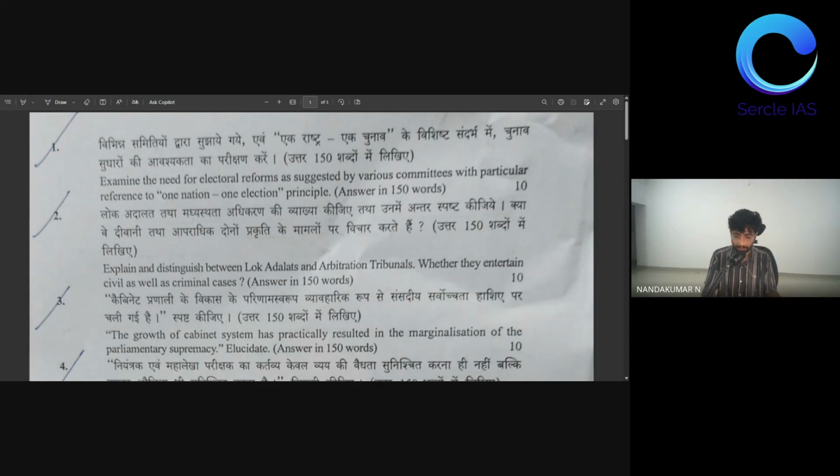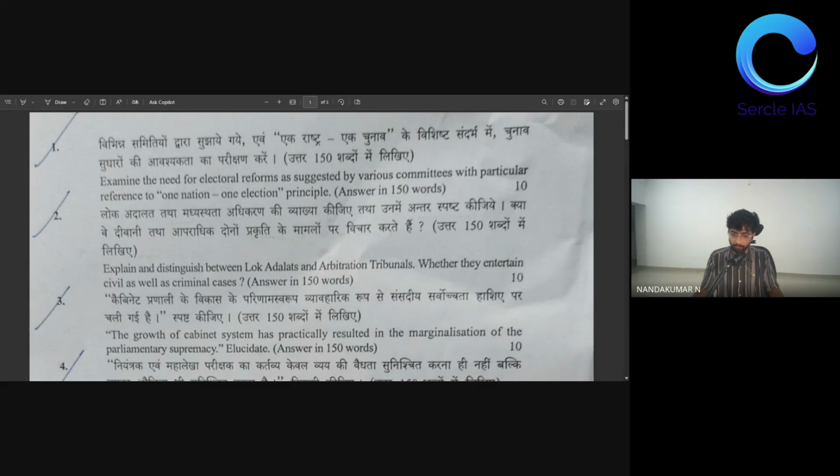Parliament has the amending power, but it is restricted. Right. But the question is not on a discussion on parliamentary supremacy versus constitutional sovereignty or judicial sovereignty. Rather, the growth of cabinet system is detrimental to or deteriorating or marginalizing the parliamentary supremacy. This is from separation of powers, right?